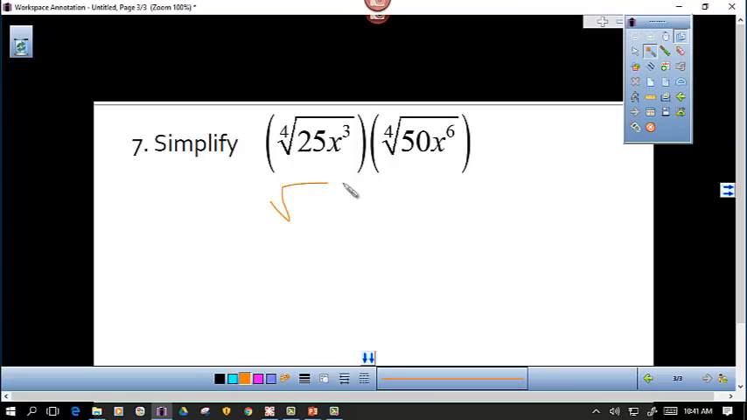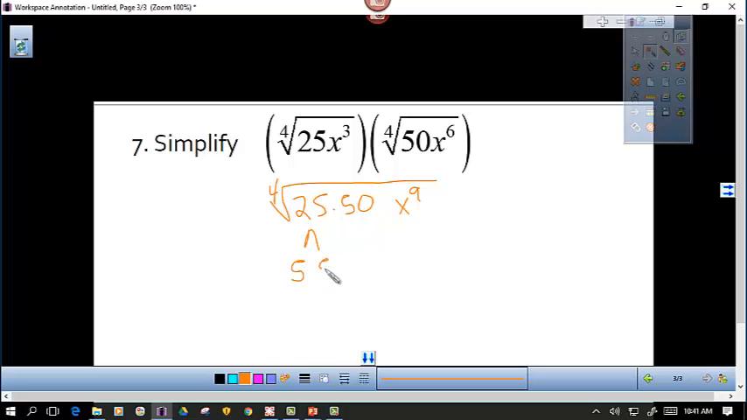Alright, same deal. So we have our index of 4, and like I said, I like to combine these, 25, 50, consolidate is another word for them, and then we have x to the 3rd and x to the 6th become x to the 9th. So when I do this, like I said, I would not suggest multiplying 25 and 50 and then breaking it down. You already have it broken down in terms of parts here.